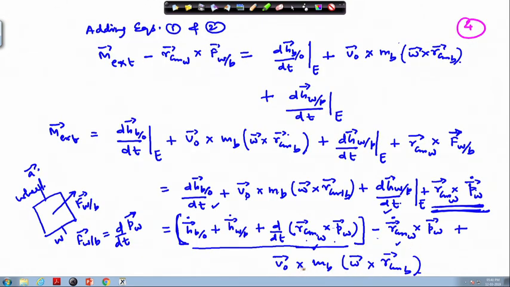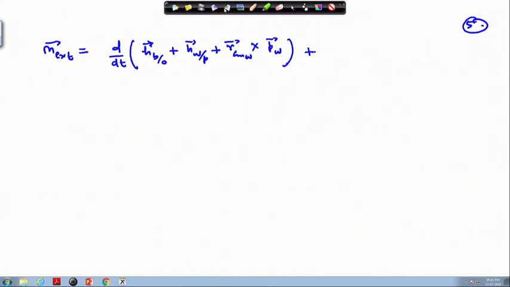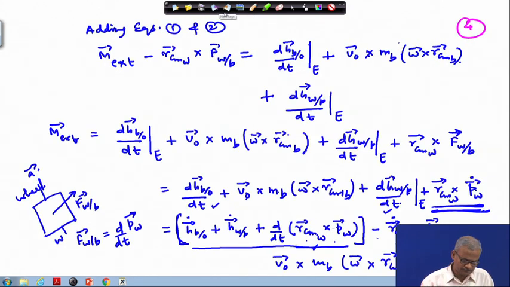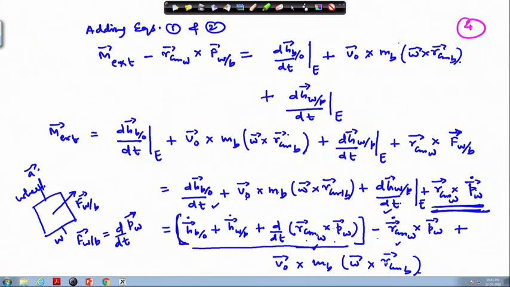And the other terms then we write V_0 times this term. Of course, if you see here, this was V_0 plus omega cross R_CM_b, we can write like this. So the second term we can write as V_0 cross V_0 plus omega cross omega cross R_CM_b.